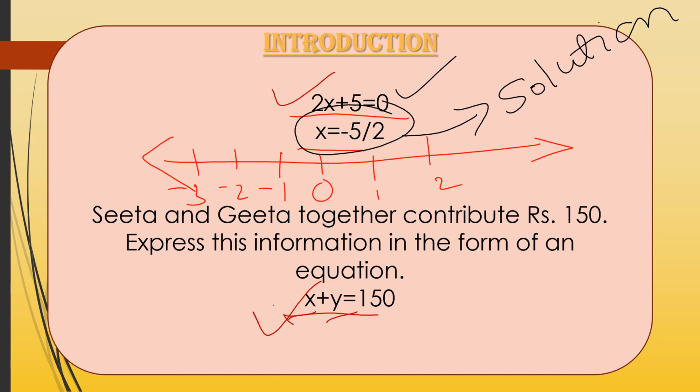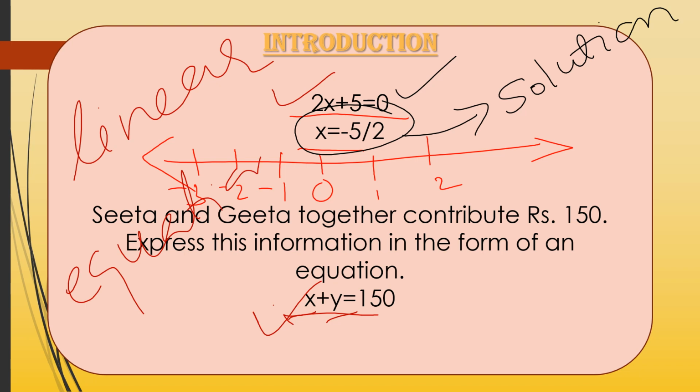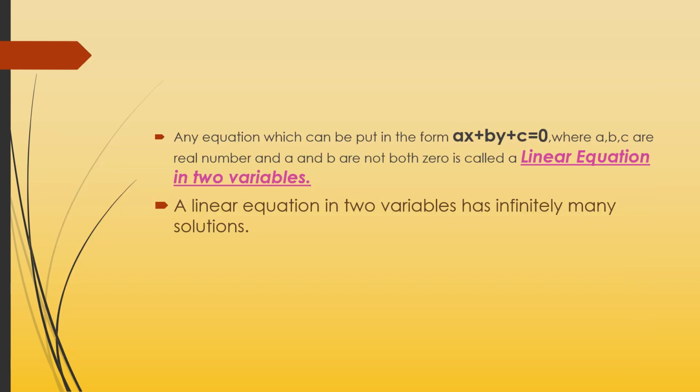So what is the chapter name? Linear equations in two variables. So this is an example of a linear equation in two variables. Let us define what a linear equation in two variables is. Any equation which can be put in the form ax plus by plus c equals 0, where a, b, c are real numbers and a and b are not both 0.